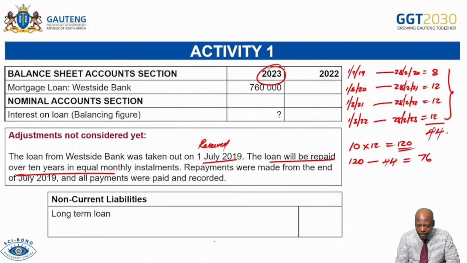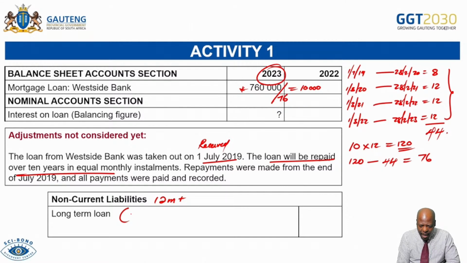So if we're owing 76 monthly installments, yet the loan is 760,000, that means I'm going to say 760,000 divided by 76. That means monthly we are paying 10,000. When I come under my non-current liabilities, under my long-term loan, I only need to record a loan that is going to be 12 months and more. Any loan that is going to be paid within the next 12 months, I take it out and it becomes a short-term loan.